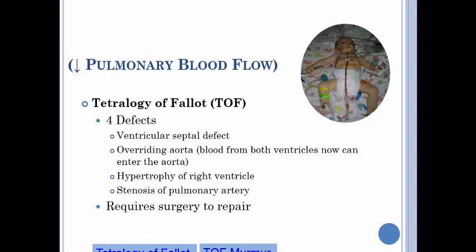Tetralogy of Fallot is four defects. It's a ventricular septal defect. It's an overriding aorta, so blood from both ventricles can now enter the aorta. Hypertrophy of the right ventricle, and stenosis of the pulmonary artery. This does require surgery to repair.